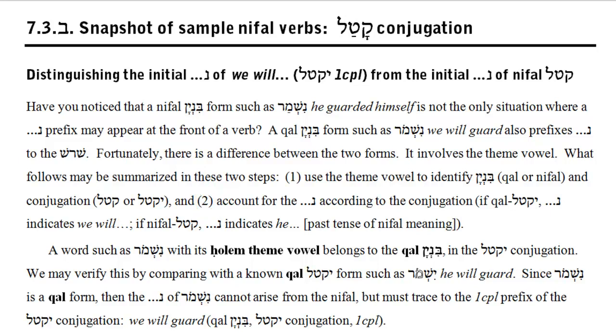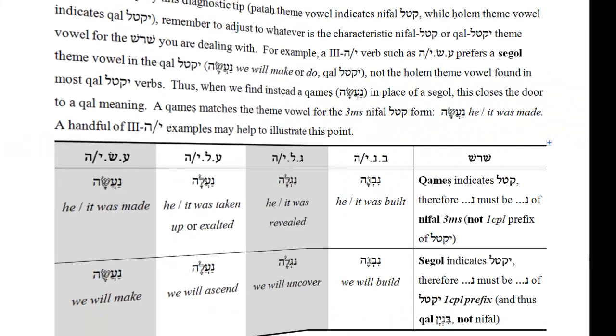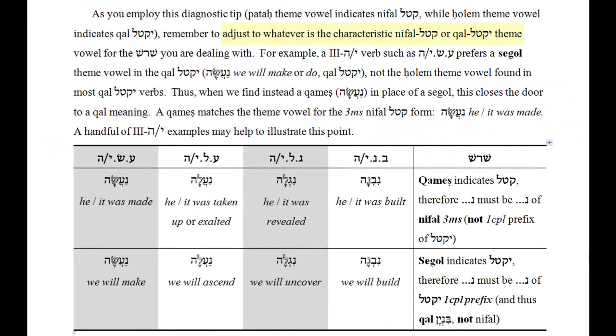Look over the paragraphs that follow in order to understand this process of identification a little more thoroughly. Keep in mind that you'll need to adjust to whatever is the characteristic theme vowel for the shoresh you're dealing with, whether in the Nifal Katal form or the Kal Yiktol form.